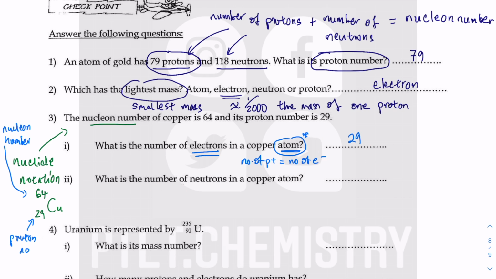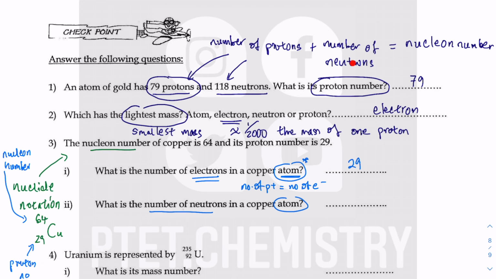What is the number of neutrons in a copper atom? So the number of neutrons is going to be nucleon number minus the number of protons, because this is a relationship. When you move number of protons to the other side, it becomes nucleon number minus the proton number. So it's going to be 64 minus 29. In this particular notation, it is the mass or nucleon number minus the proton number. Let me put this into my calculator. That gives me 35 neutrons.